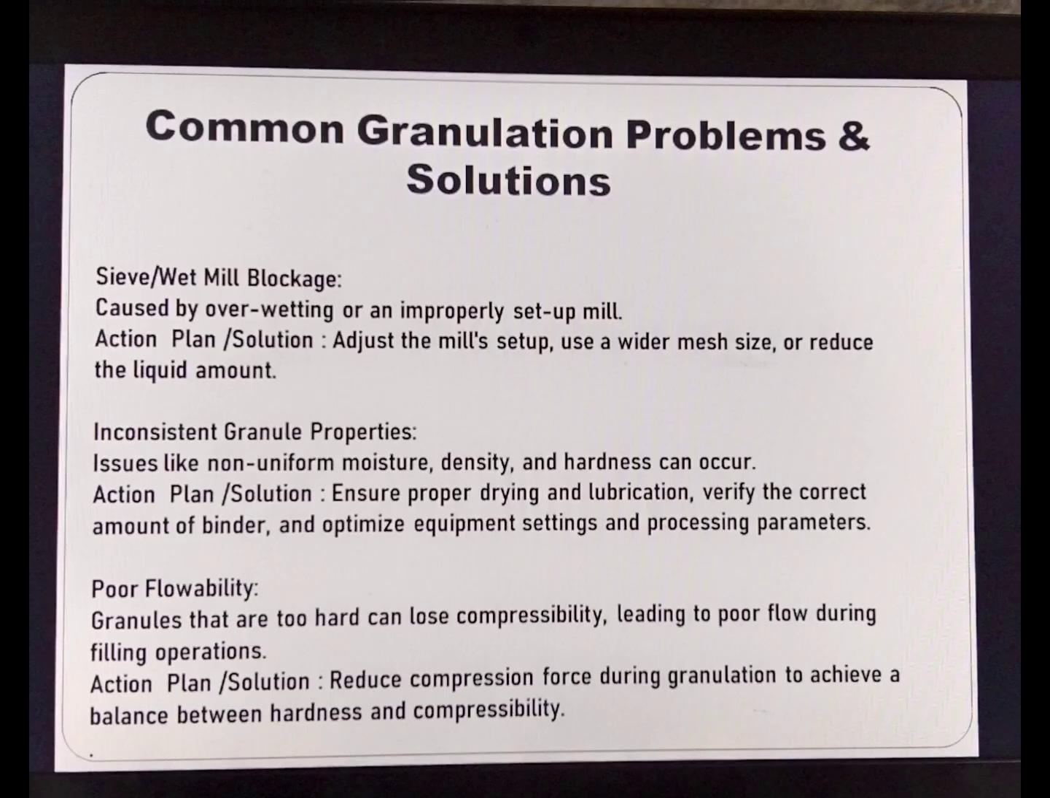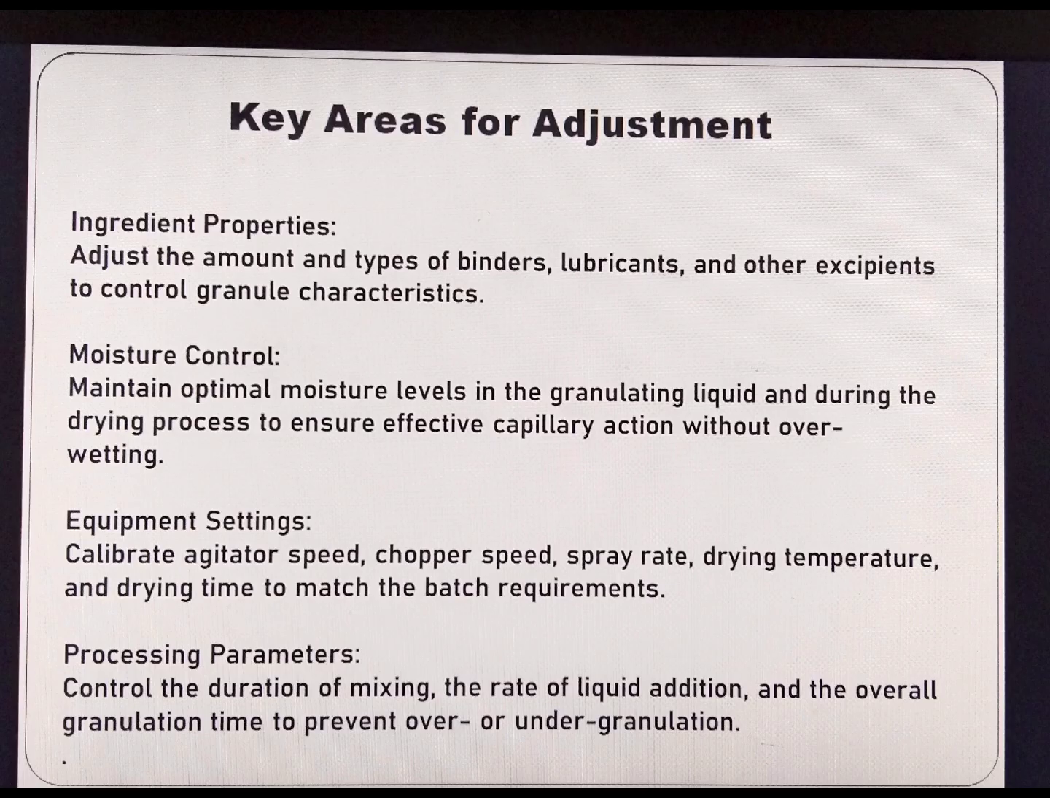Inconsistent granule properties. Issues like non-uniform moisture, density, and hardness can occur. Action plan: ensure proper drying and lubrication, verify the correct amount of binder, and optimize equipment settings and processing parameters. Poor flowability. Granules that are too hard can lose compressibility, leading to poor flow during filling operation. Action plan: reduce compression force during granulation to achieve a balance between hardness and compressibility.